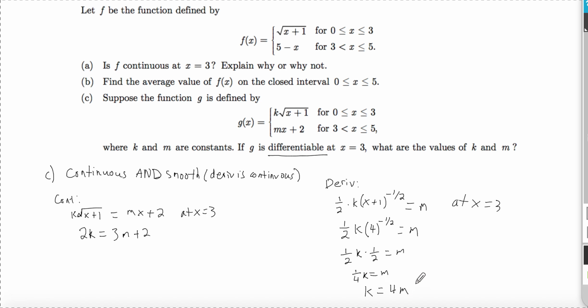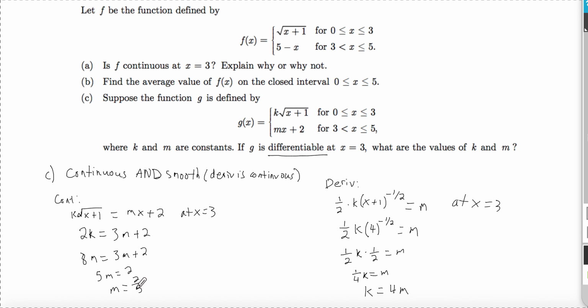Why is this useful for us? Well, now I have two different equations, and I can substitute that k is 4m over here. So if k is 4m, then 2 times 4m gives me 8m. 8m equals 3m plus 2. Subtracting 3m, I would get 5m equals 2, so m equals 2/5.